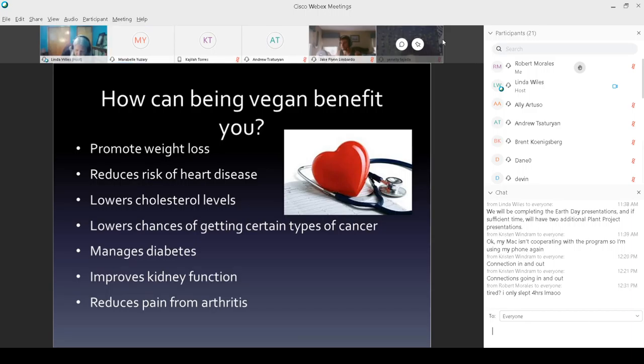Dairy products and meats and such are known to raise the risk of prostate cancer. You can manage your diabetes by lowering A1C levels by being vegan, and it reduces pain from arthritis. There have been many research studies showing greater improvement in symptoms and joint swelling, in the morning and night, in people who choose to be vegan.